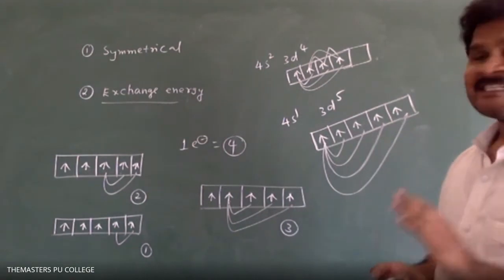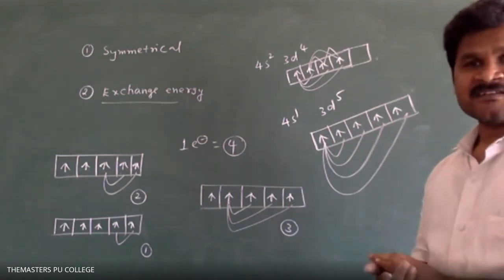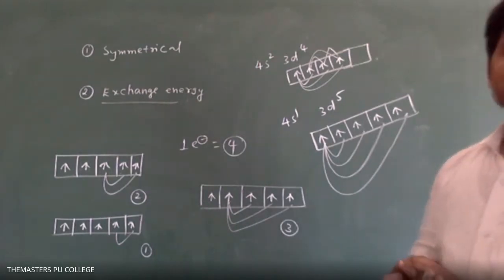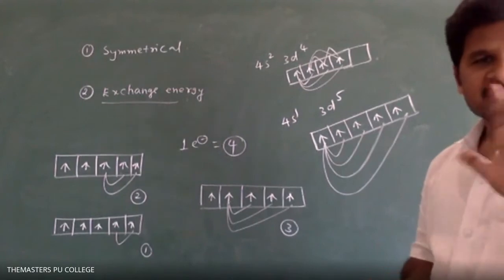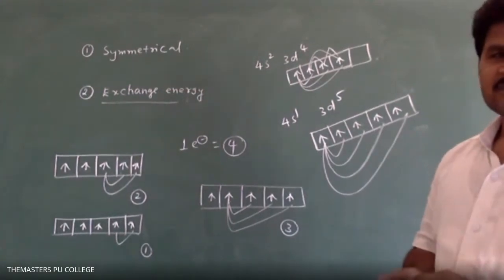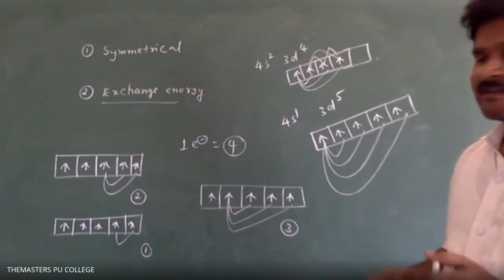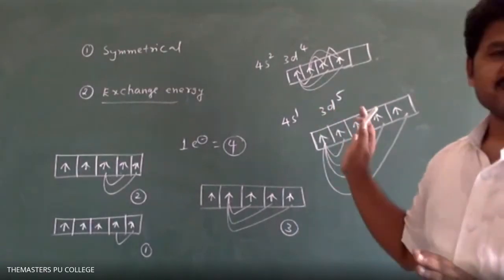3d5. Exchange is only possible with unpaired electrons. Exchange is possible only with which electrons? Unpaired electrons. So please remember that one as it is. That's all. Up to that we don't have any explanation. I searched in other books. They give only exchange energy and symmetrical distribution.